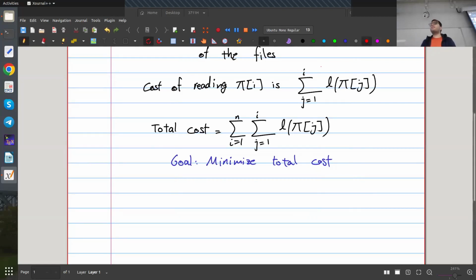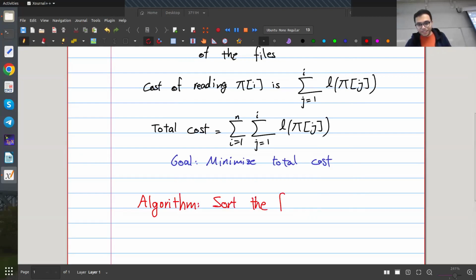By the way, today, all of our algorithms are just one line. So this is my algorithm. Just sort the files based on their lengths.